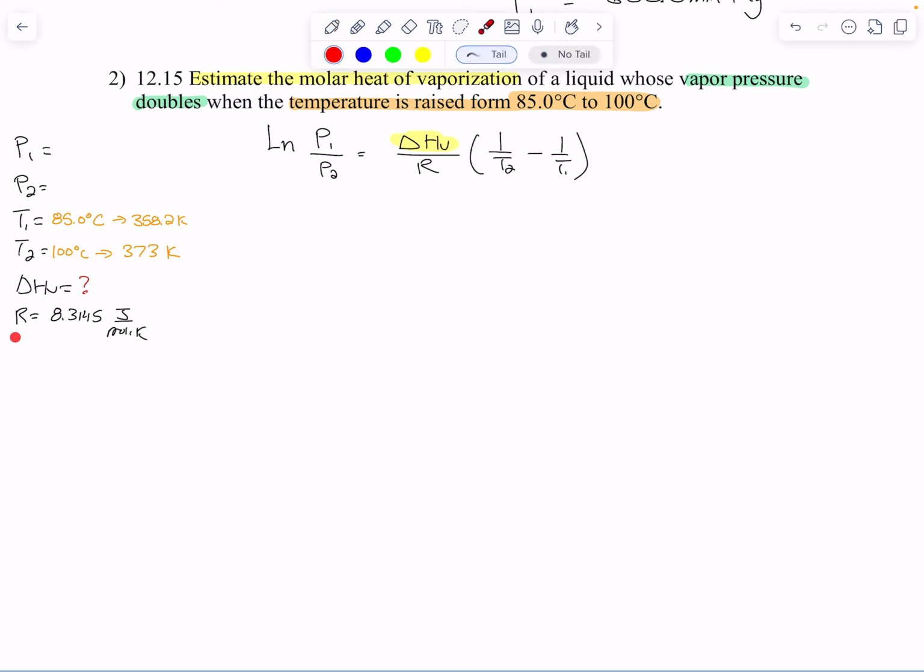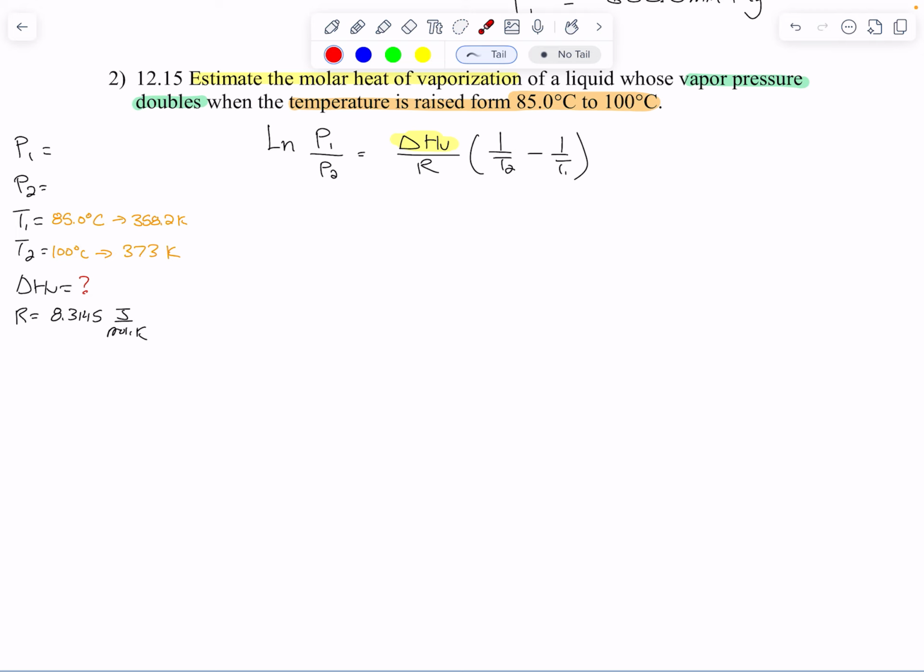I like to write all this out. I actually had a high school physics teacher tell me to do this. When there are lots of variables, sometimes this is helpful. The vapor pressure doubles. So it was pretty clear what T1 and T2 are. We know what we're looking for. We know what R is. How do we get the pressures?